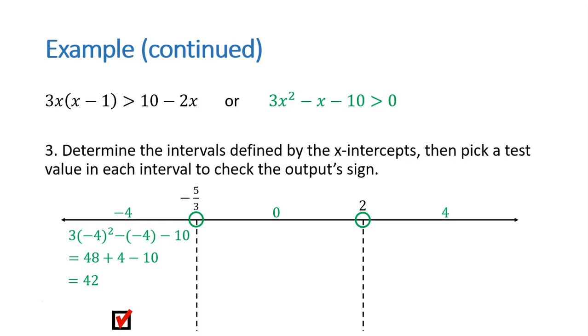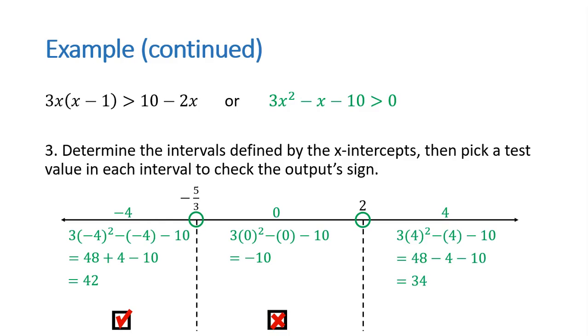Now let's check the interval between the two intercepts. So I'm plugging in a test value of 0, plug it in, follow order of operations. Our output is -10. That means that any test value in this particular interval would give us a negative output. Because we only want intervals that have positive outputs, this particular interval is not going to be part of our solution. And last but not least, let's check 4. So plug in 4, follow order of operations, and we're left with an output of 34. So we found another interval where our outputs are going to be positive, so this interval is also going to be part of our solution.